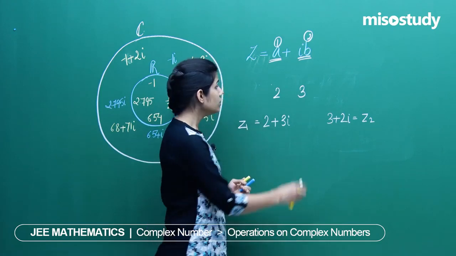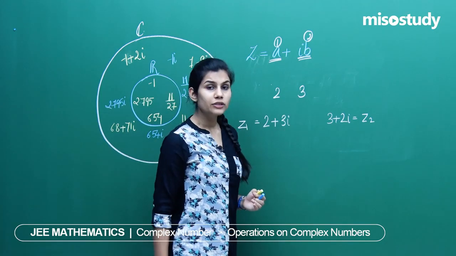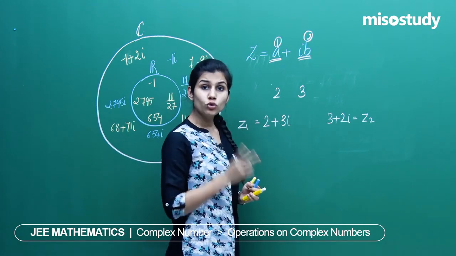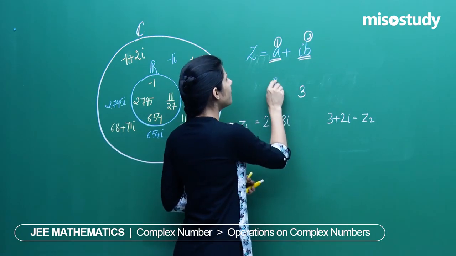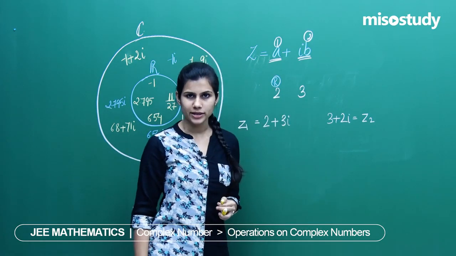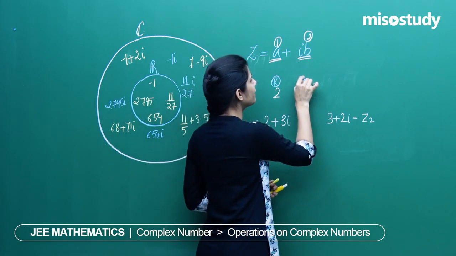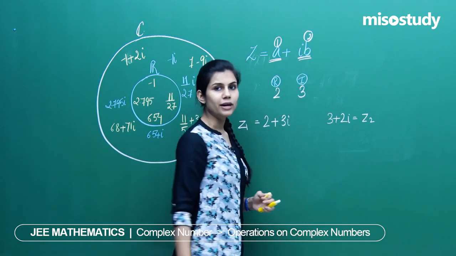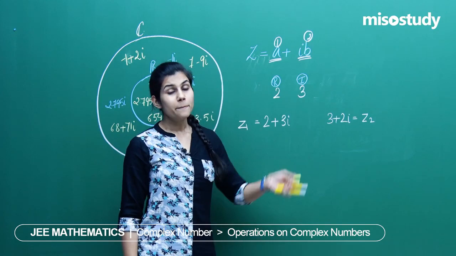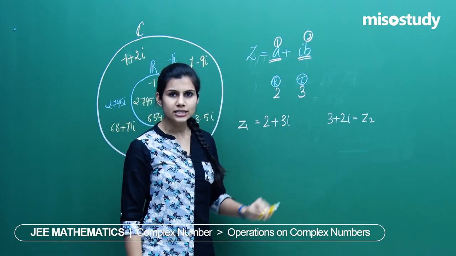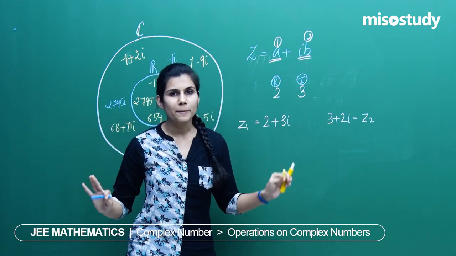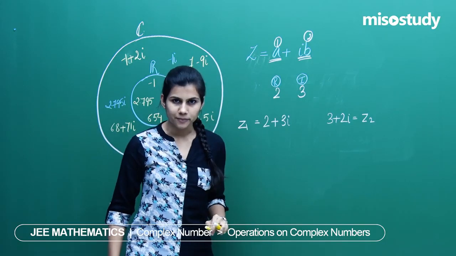Suppose I tell you that I give you two real numbers 2 and 3 such that the real number 2 possesses the power of being the real part of the complex number, and 3 possesses the power of being the imaginary part of the complex number. The moment I tell you this, you are in a position to come up with a unique complex number.